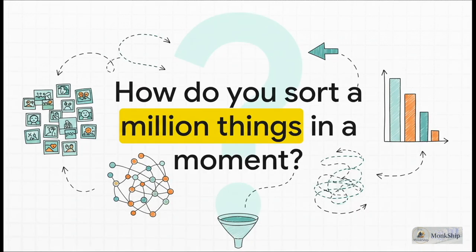So let's just frame the problem for a second. Really think about it. You have a million of anything. A million photos on your phone, a million rows in a database. How on earth do you put all of that in order in a split second? That is the exact kind of massive challenge that Quicksort just eats for breakfast.